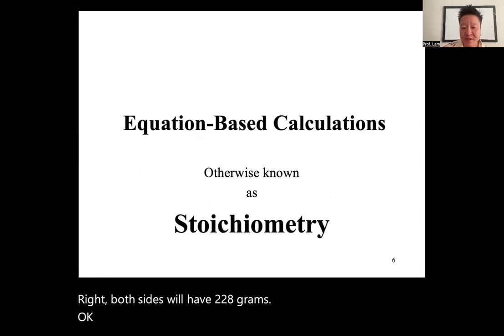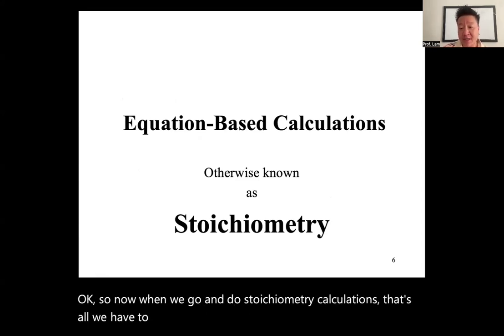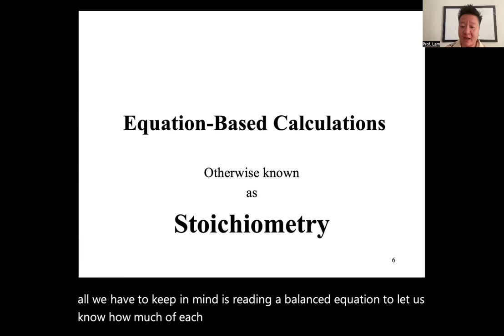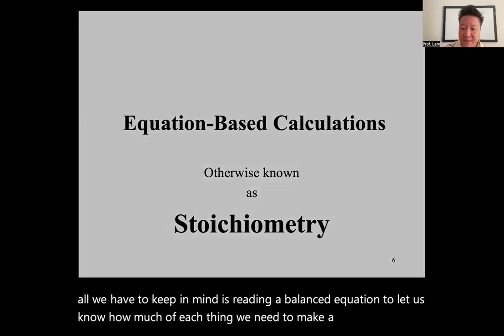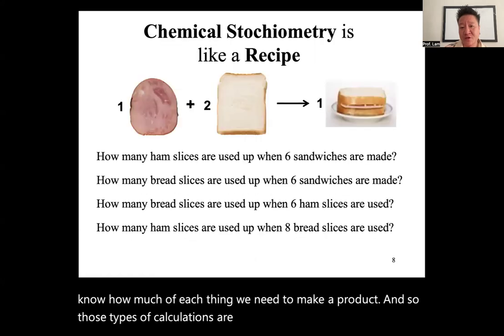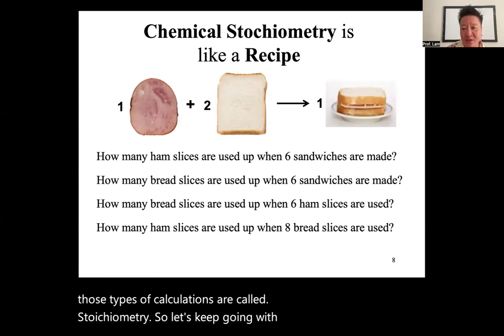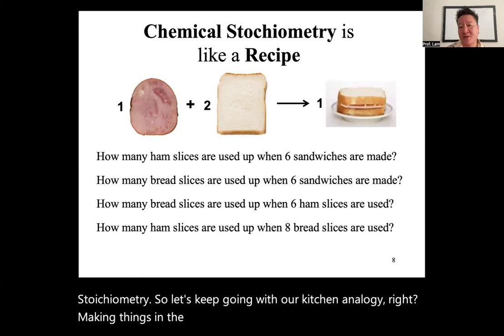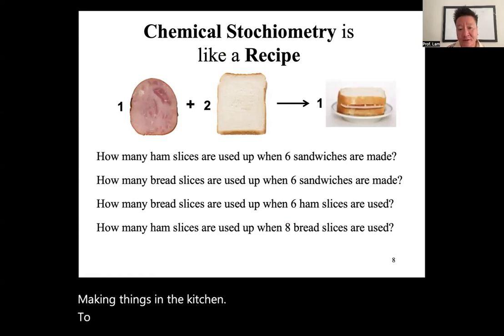Okay, so now when we go and do stoichiometry calculations, that's all we have to keep in mind: reading a balanced equation to let us know how much of each thing we need to make a product. And so those types of calculations are called stoichiometry. So let's keep going with our kitchen analogy, making things in the kitchen to illustrate how stoichiometry works.